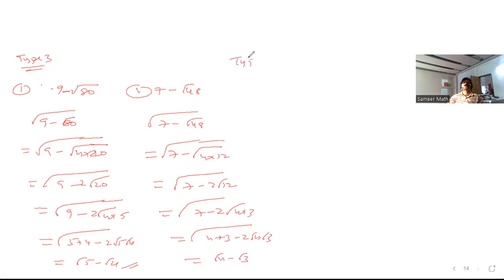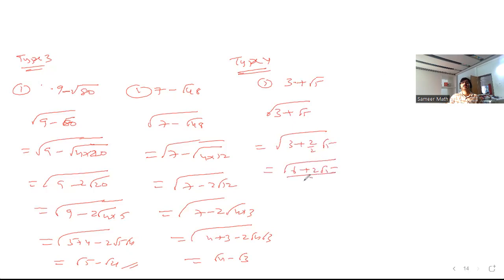This is type 3. Now type 4. Type 4 is entirely different. Here also I would like to discuss two questions. 2 plus root 5. 2 is neither available inside nor outside. What to do? You multiply and divide by 2, and take the LCM. 4 plus 2 root 5 divided by 2, so that 1 by root 2 is outside. This 4 can be written as 5 plus 1, plus 2 root 5 root 1. Finally 1 by root 2 into root 5 plus 1.